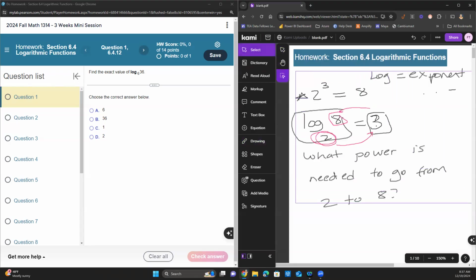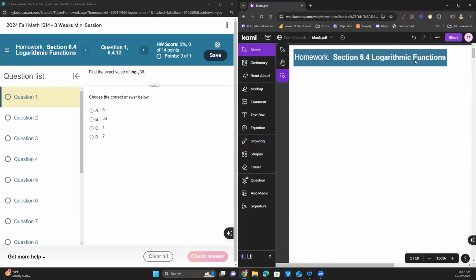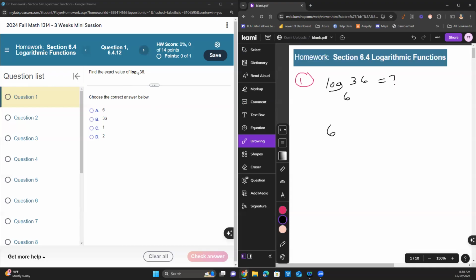Now we're going to actually just do the homework questions to understand this concept better. The first question I got on the assignment when I opened it is: find the exact value of log base 6 of 36. Again, this question means I have a 6, but I want to convert it to a 36. So what power do I need? I'm going to solve for the power. So 6 to the what power is 36?